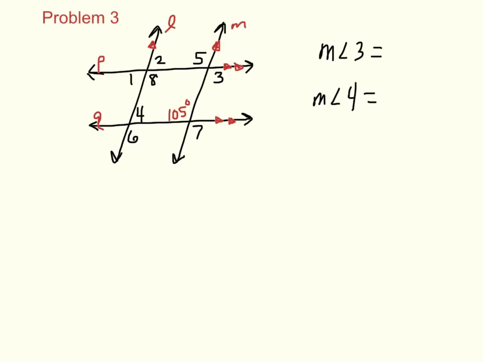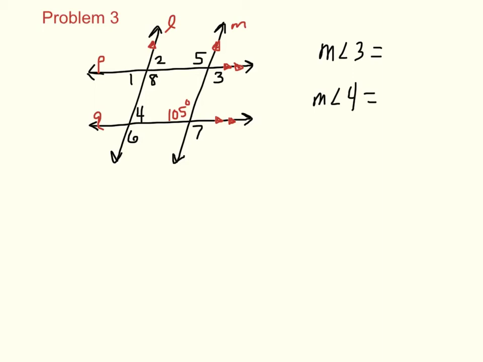If you know the measure of one of the angles formed by two parallel lines and a transversal, you can use theorems and postulates to find the measures of the other angles. All right, in problem 3, which is not in your book, we have this big diagram. We have two parallel lines, P and Q, and two other parallel lines, L and M. And we have 8 angles not given to us, as well as 105 degrees. So, the measure of angle 3 and the measure of angle 4, I just want you to find those.